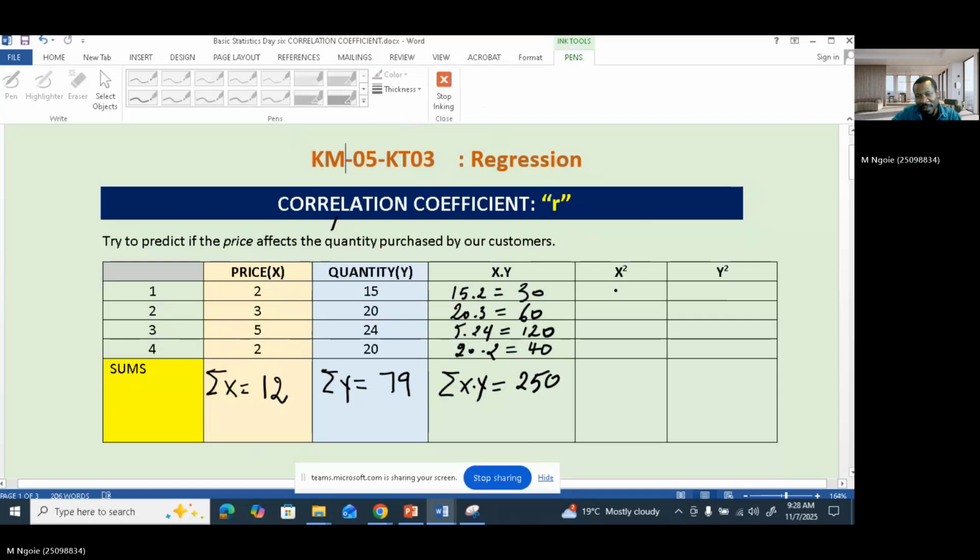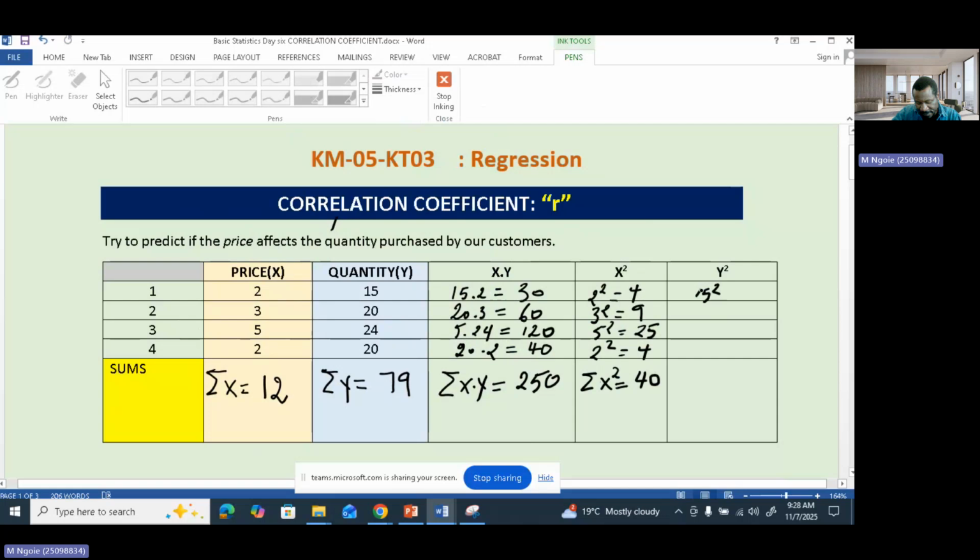And here, it's x squared. 2 squared, that's going to be 4. 3 squared, that's going to be 9. 5 squared, that's going to be 25. 2 squared, that's going to be 4. And the sum of x squared is going to be 40. And here it's y squared.